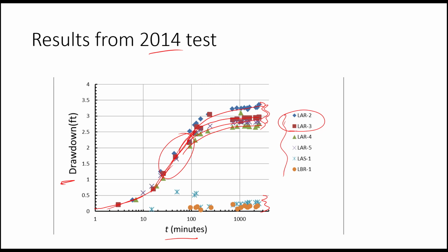So these are all wells that are completed in the rock. This well here is called LAS1. This is in the saprolite, and you can see that we've got some drawdown in the saprolite, and then we kind of lose the drawdown here in the saprolite. So it's not really quite clear what happens with the saprolite.